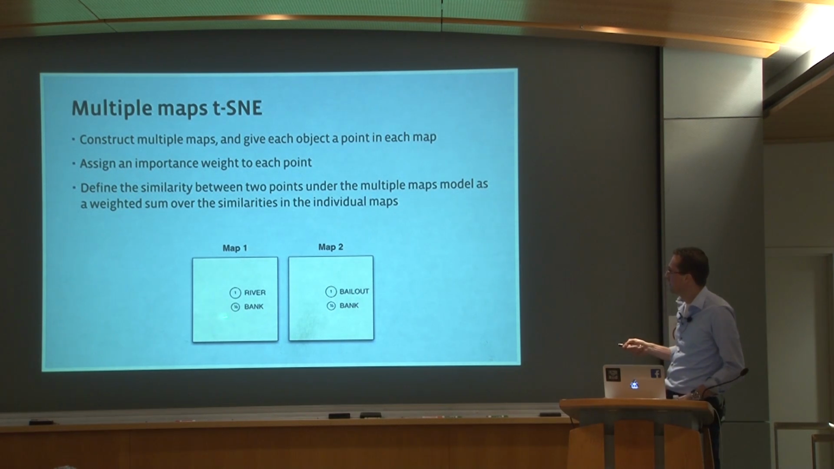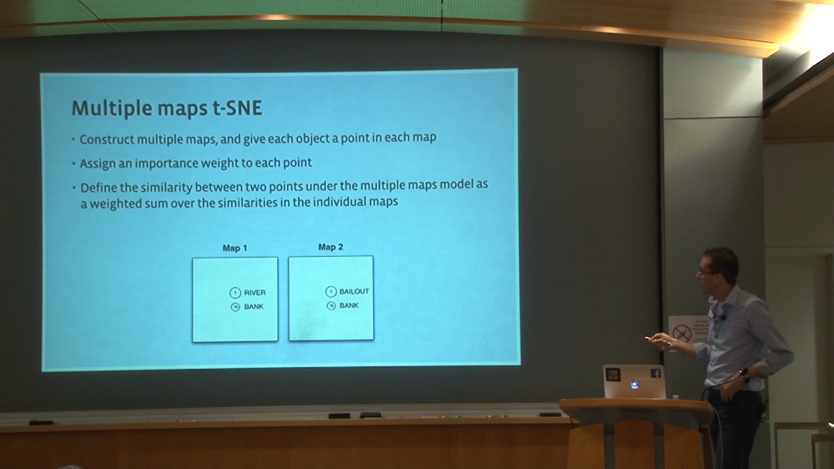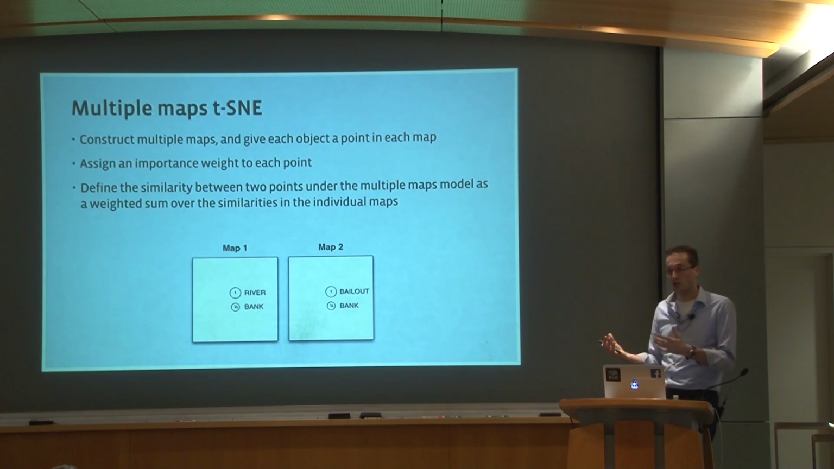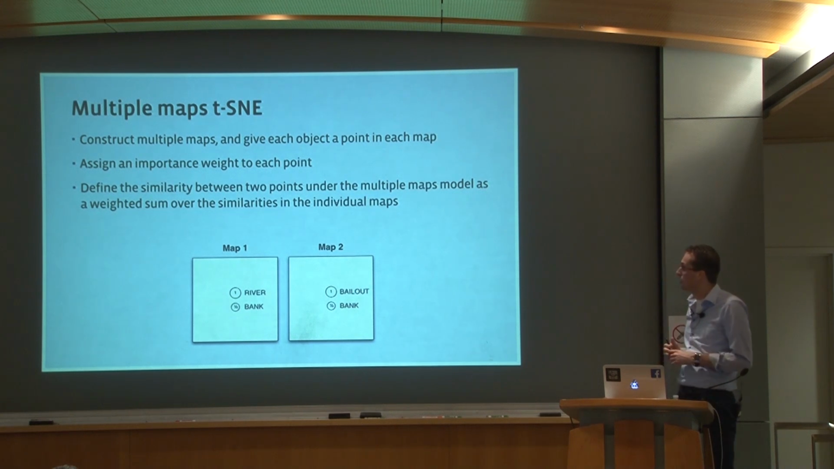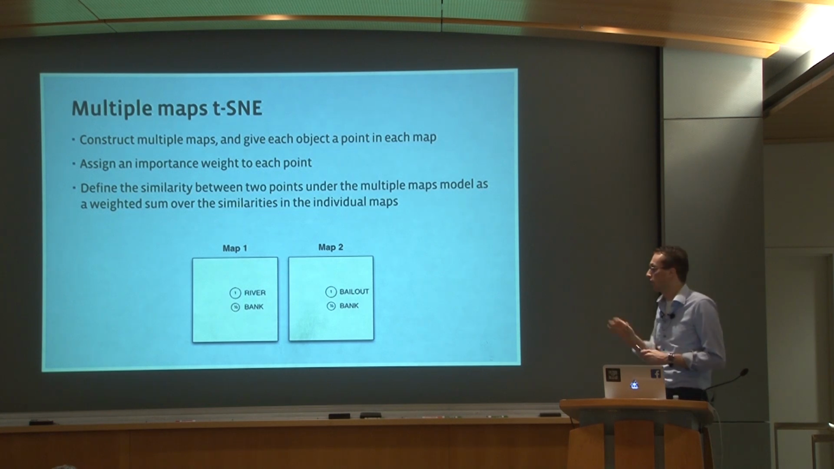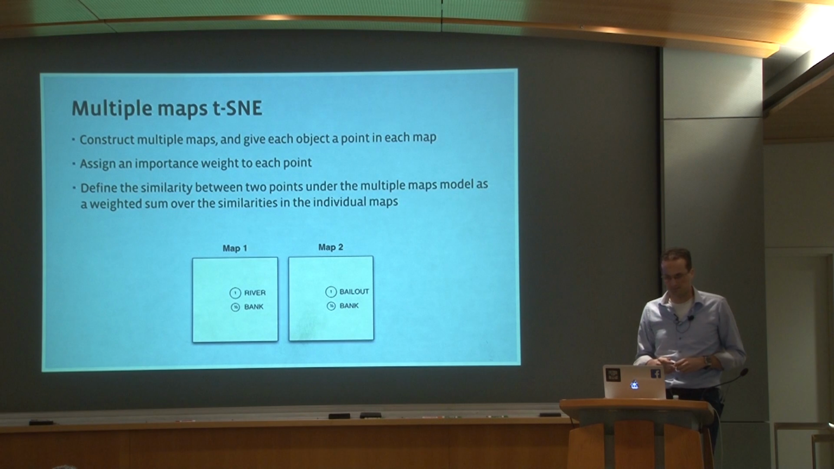Because what I can do is put river and bank close together in map 1 and give them both high weights. The word bailout is also in this map, but it has a 0 weight, so I'm not showing it, right? And in the second map, I'm going to do the other thing. I'm going to put bailout and bank close together with high weights. The word river is also in here, but it has weight 0. I've learned that, so I'm not showing that word river. And now all of a sudden I have a much better representation of the underlying similarities, right? In this way, I can actually visualize non-metric similarities, essentially.